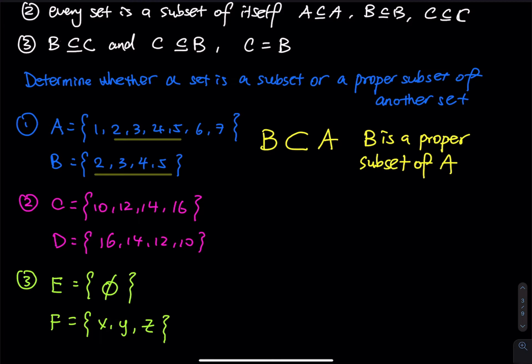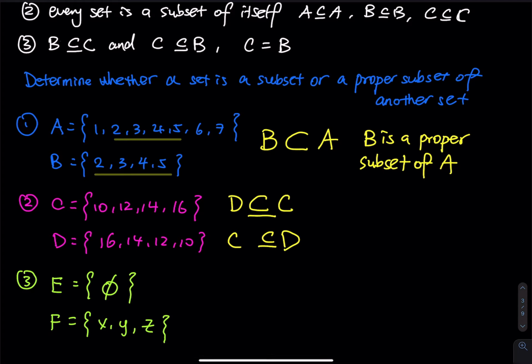I just listed the order backward, right, in C. 10, 12, 14, 16 versus 16, 14, 12, and 10. I just list the numbers backward. So this one I can say D is a subset of C, right? Also, they are the same. And the other way around, so C is a subset of D, and they are completely the same.